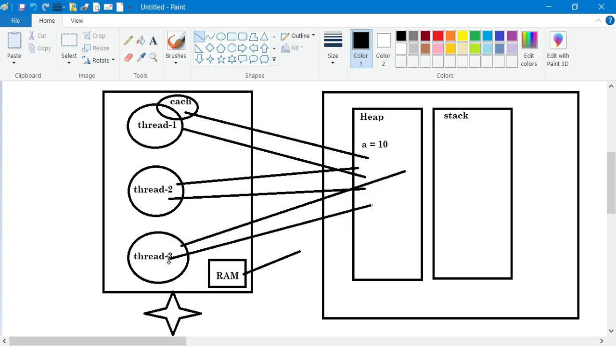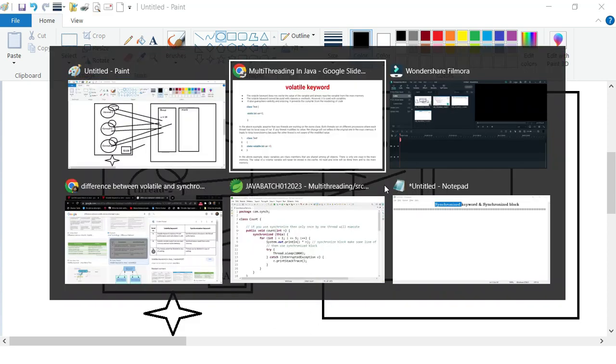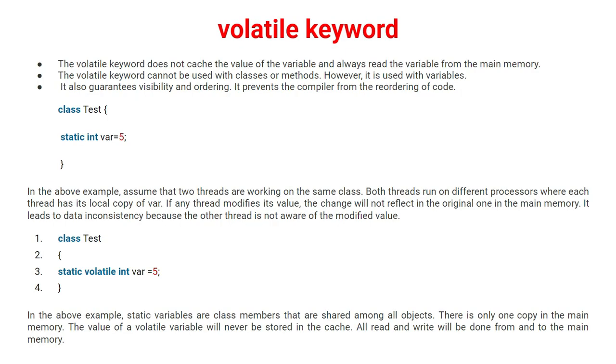If you do not use volatile, and every thread has its own cache, they will store the value inside the cache, and the data will be inconsistent. Some threads have some data, other threads have other data, and whatever operations we have performed are not consistent. Because of that, the volatile keyword comes into the picture when working with multiple threads.